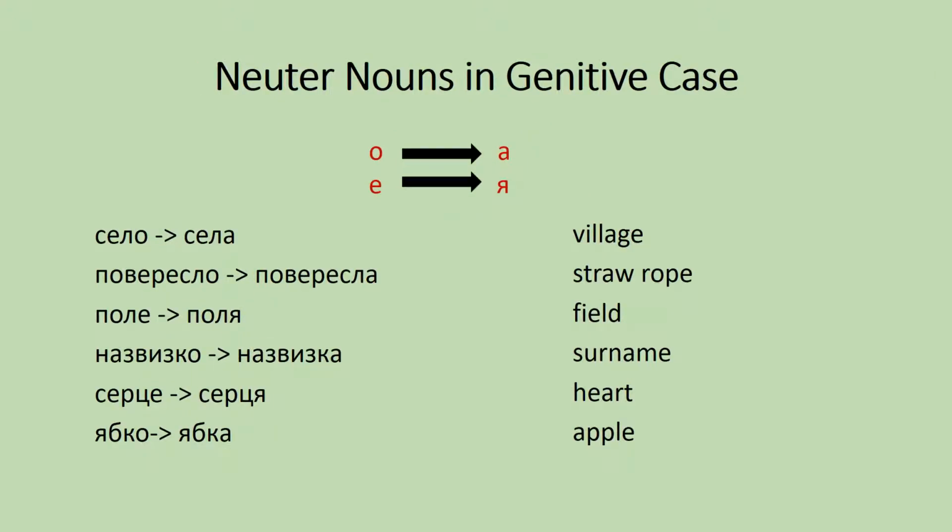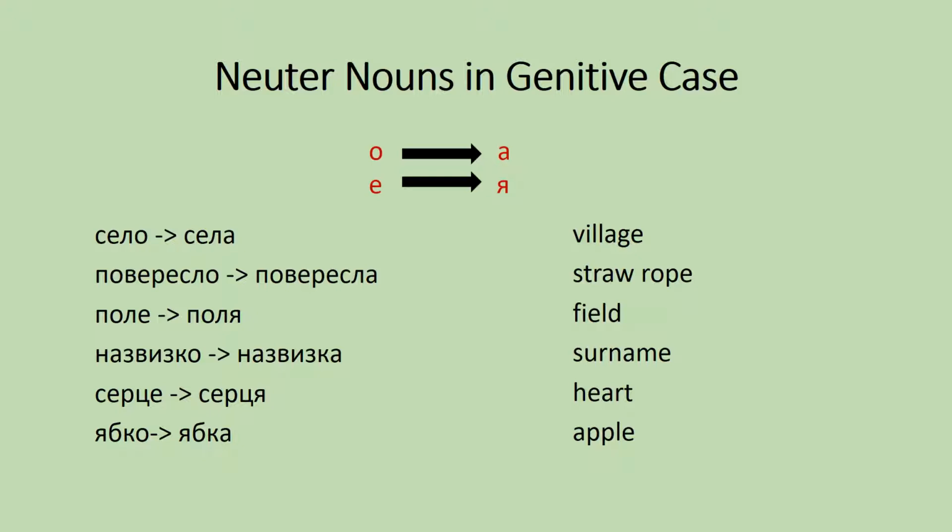To put a neuter noun in the genitive case, one needs to do the following. If in the nominative case the neuter noun ends in o, that letter becomes a in the genitive case. Conversely, if in the nominative case the last letter of the word is e, that letter becomes ya in the genitive case. Let's look at the examples below.